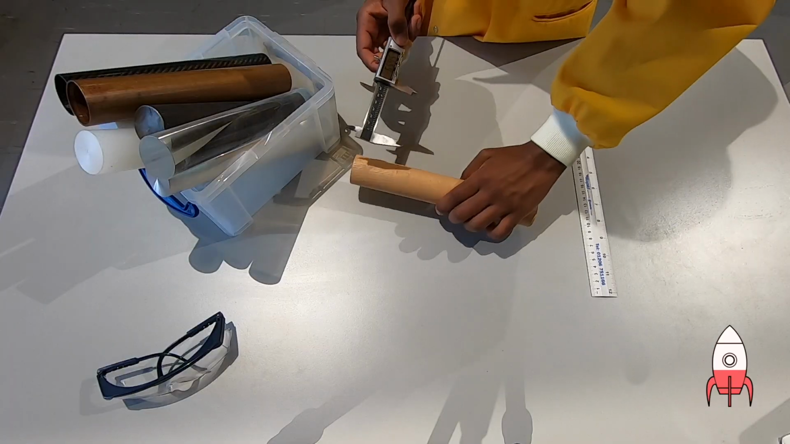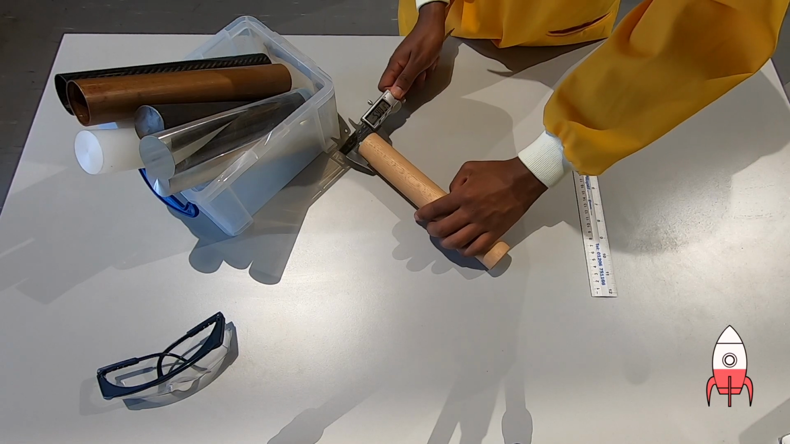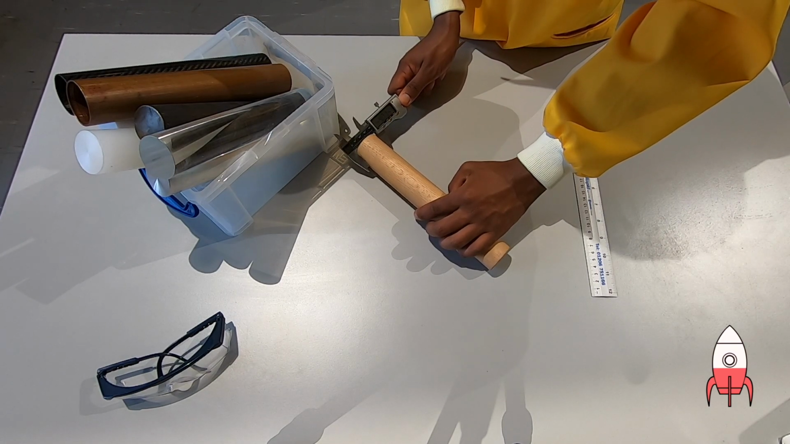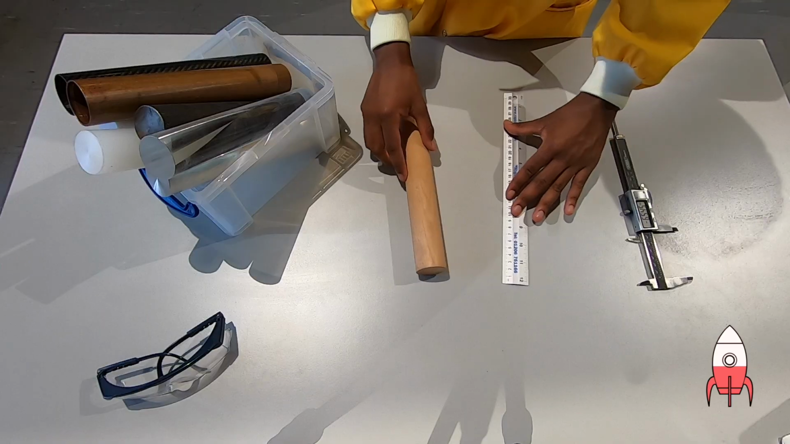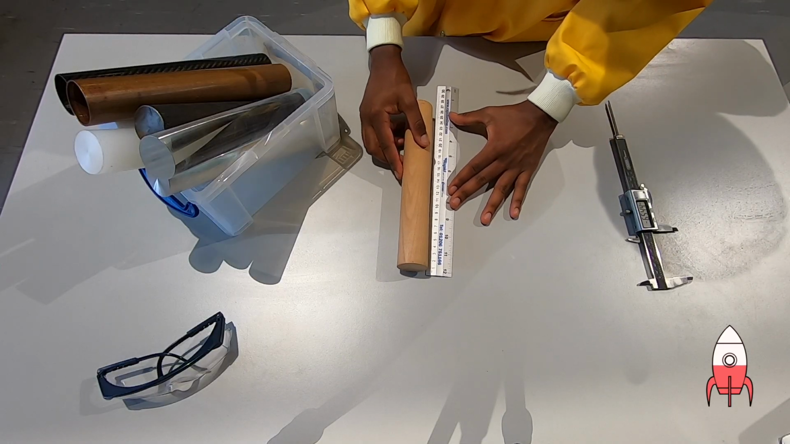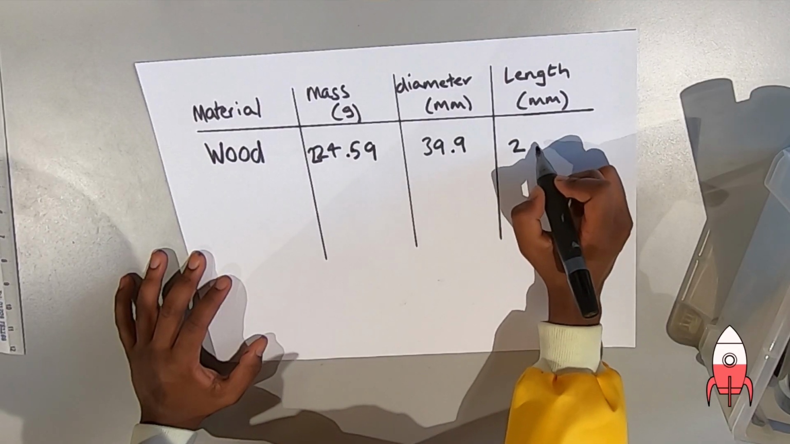For this step, we're going to measure the volume of our materials. Using a caliper, firstly measure the diameter of our tubes. We will use this number and halve it to find the radius, which we will use in the following step. Then pick up your ruler and measure the length of your material.